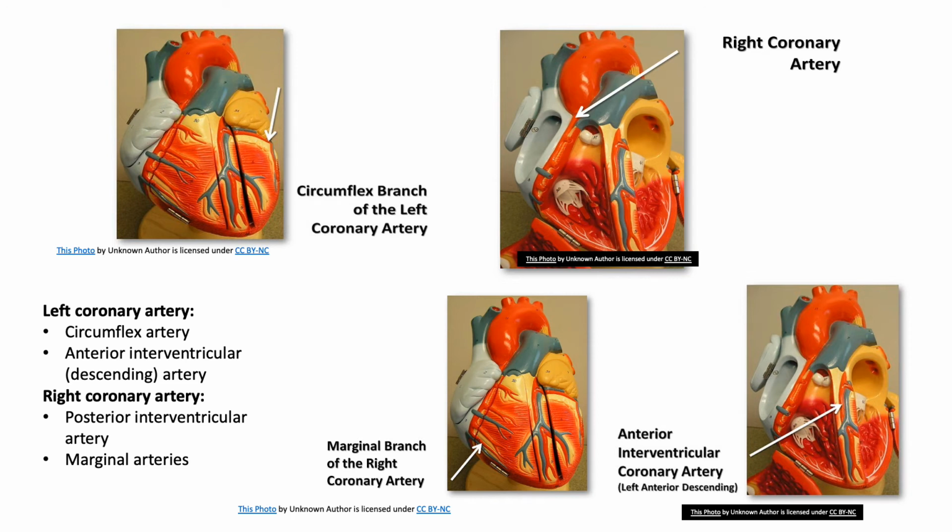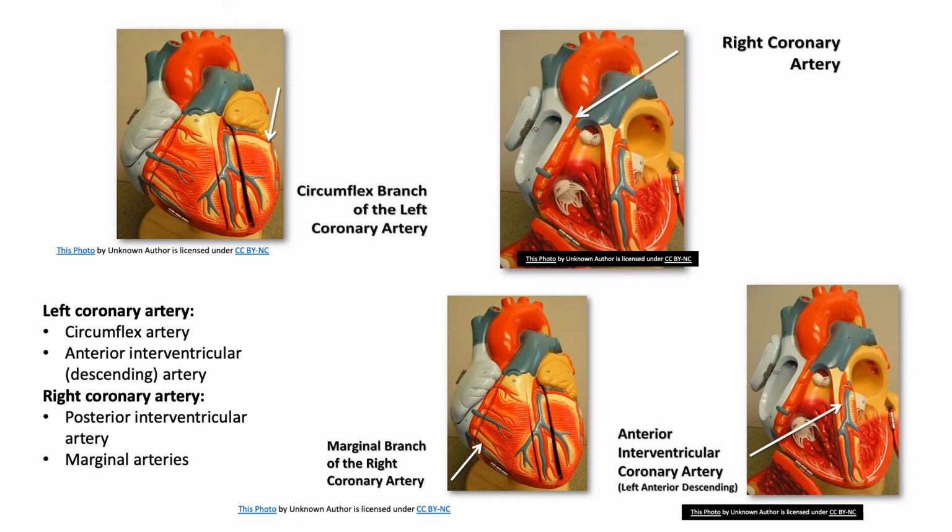Okay, now interruption of the coronary circulation may cause heart muscle to starve for oxygen. We call this ischemia. And if it continues, it causes myocardial damage or death of the myocardial tissue. We will call this myocardial infarction, or we call it a heart attack.